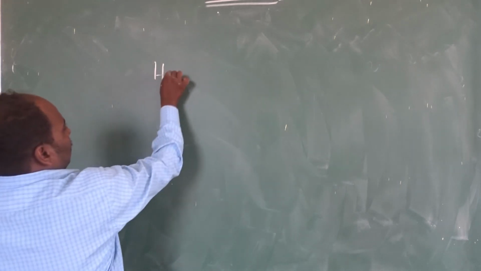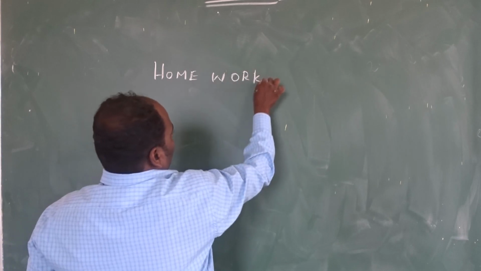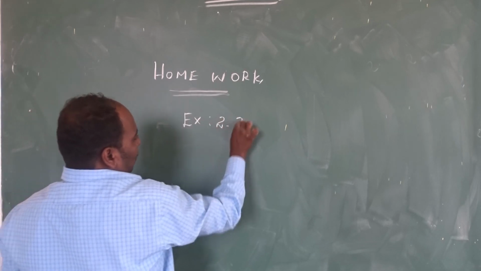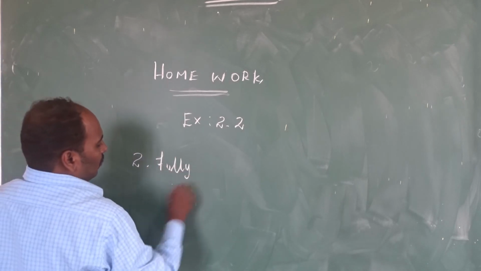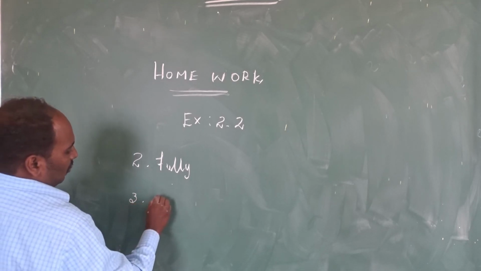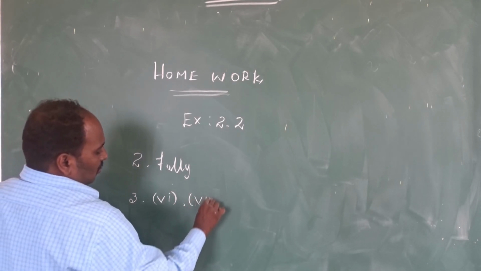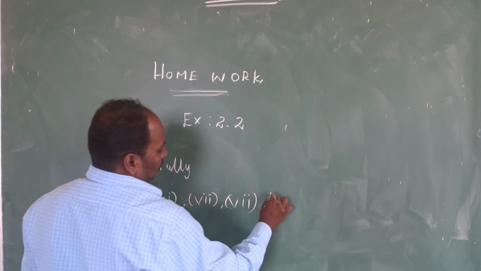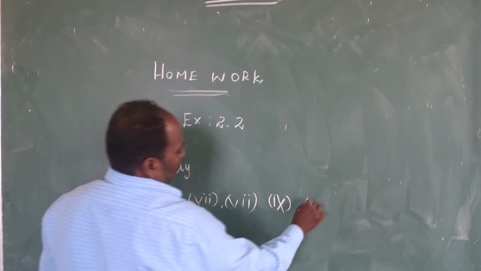Next one, our homework part. Exercise 2.2. Second round fully, and then third round: 6, 7, 8, 9 and 10.